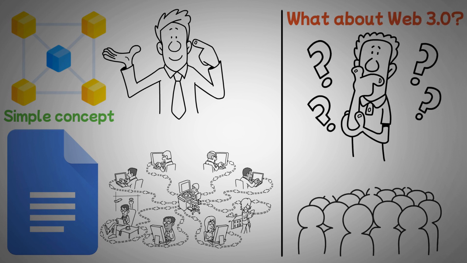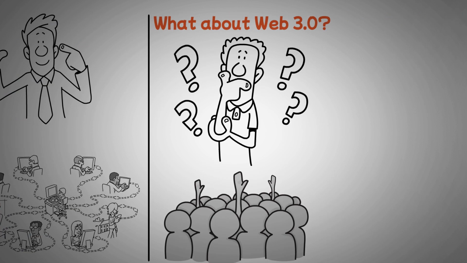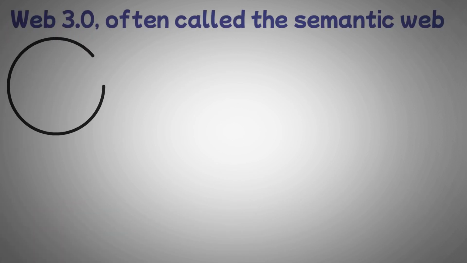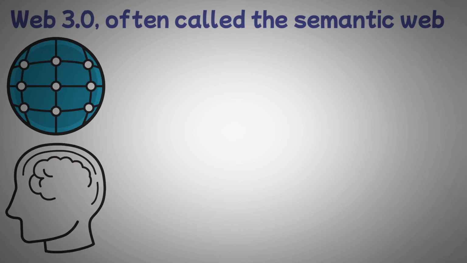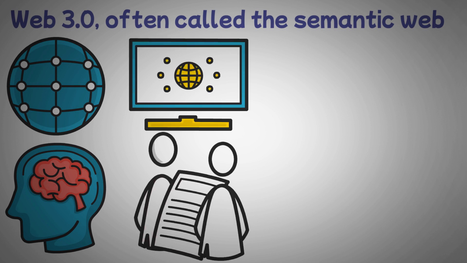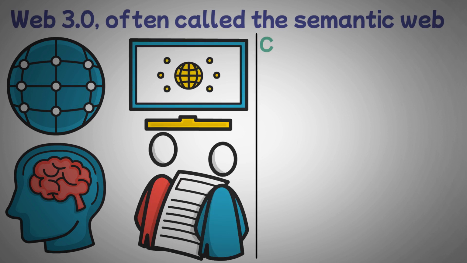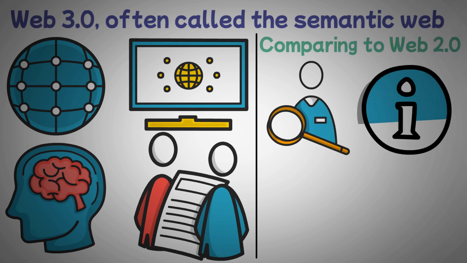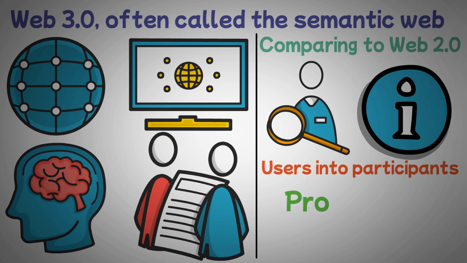A lot of you asked us to cover this topic in our previous videos, and here we are. Web 3, often called the semantic web, is the next major phase of the internet. It's a more intelligent, personalized web that understands and integrates user data to deliver more meaningful experiences. Comparing to Web 2, where users were consumers who received information, Web 3 transforms users into participants who both provide and receive information. And there you have it.